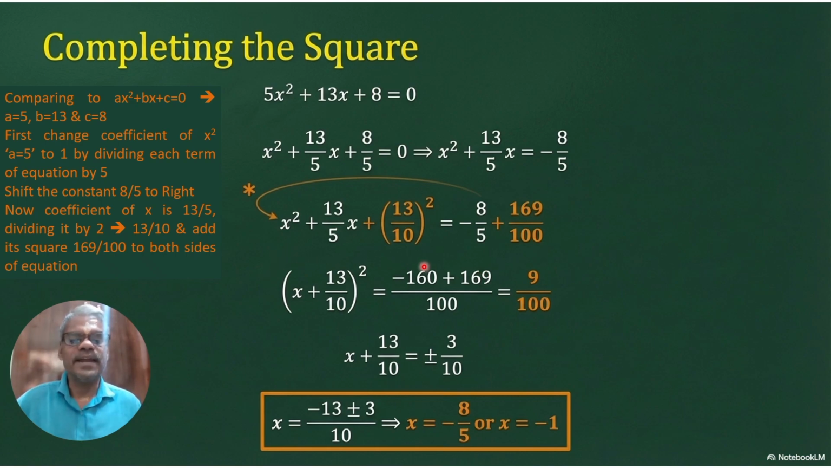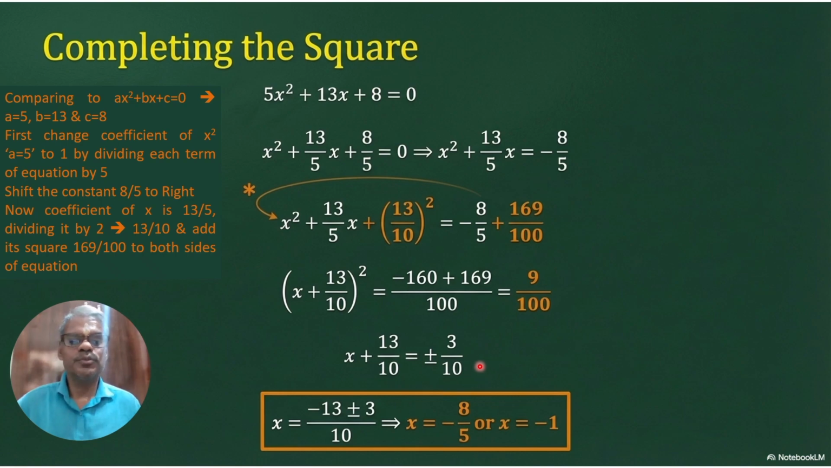Now the left hand side is a perfect square, (x + 13/10)², and simplifying the right hand side we get (-160 + 169)/100. Again further simplifying we get 9/100. Now take the square root of both sides. We get x + 13/10 = ±3/10.